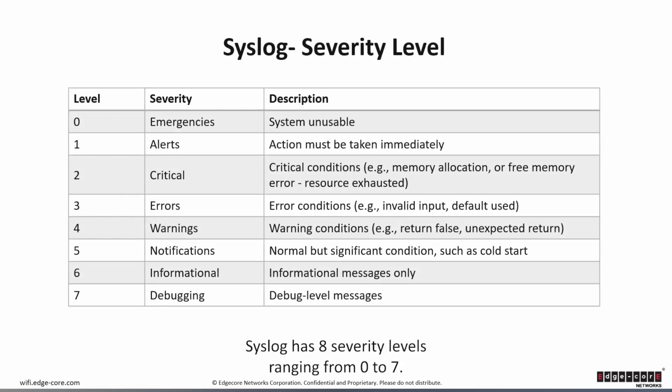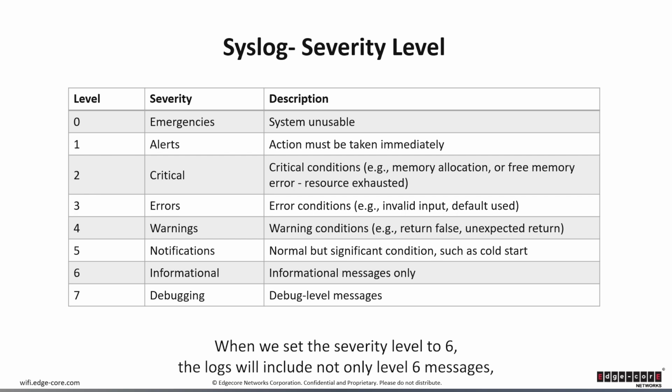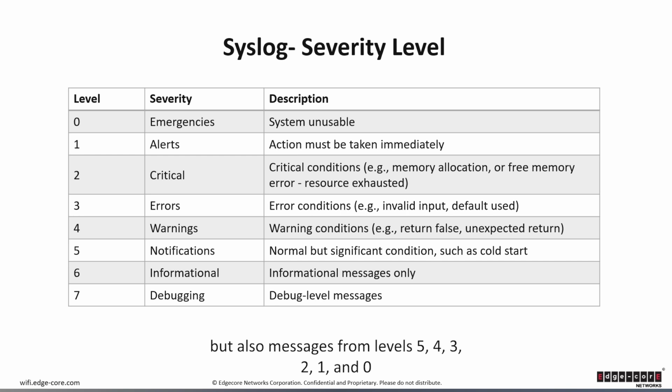Syslog has 8 severity levels ranging from 0 to 7. The most urgent is 0, and the least urgent is 7 for debugging messages. When we set the severity level to 6, the logs will include not only level 6 messages, but also messages from levels 5, 4, 3, 2, 1, and 0.